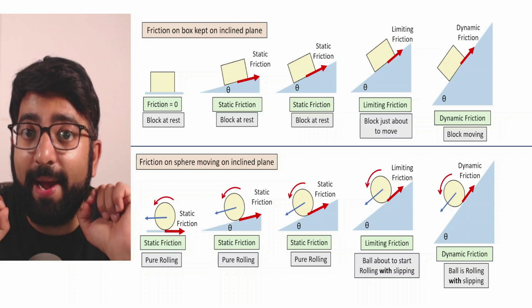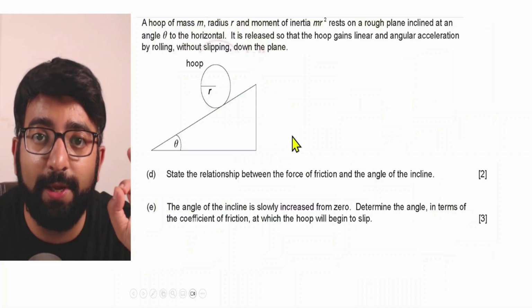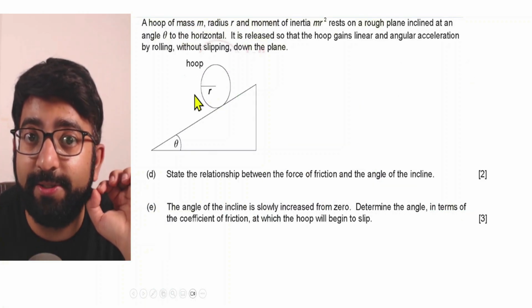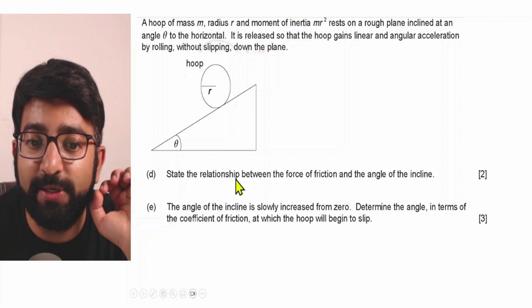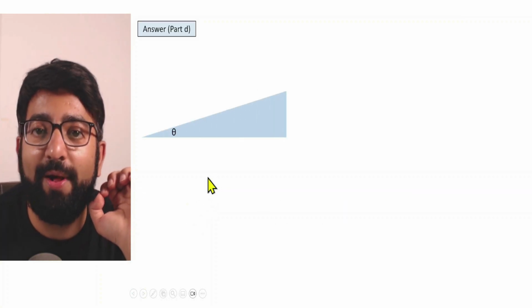And now let us get back to that descriptive question which we were solving earlier. So we had solved the first three parts. Now we will focus on part D and part E. Please read the question stem again if you want. It's the same question. Part D states, find the relationship between the force of friction and the angle of incline. Let's see how to answer this question.